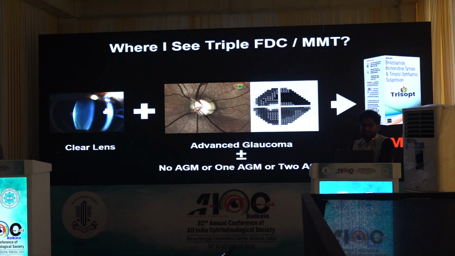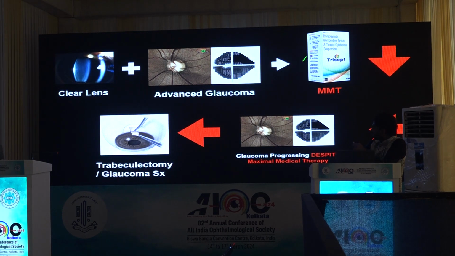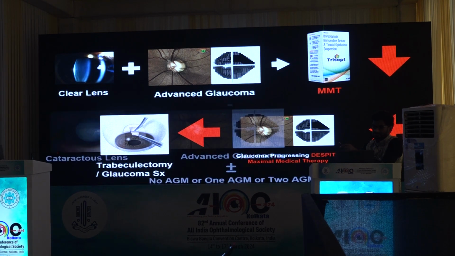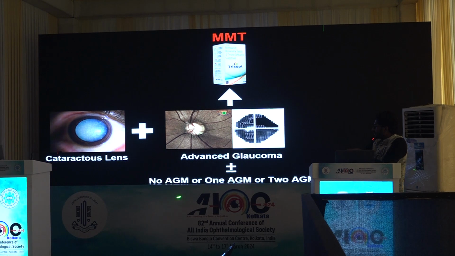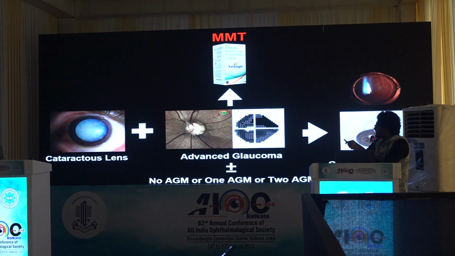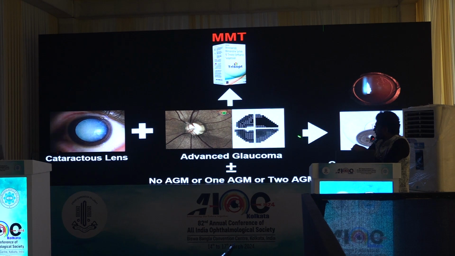So where do I see an MMT? I think, like MIGS, this is already there, but how I see it as a mathematical equation is this: if there is advanced glaucoma with no AGM or on 1 or 2 AGMs, I would definitely like to put them on an MMT and monitor them. If the patient is on MMT and is still going to progress, then maybe I will plan a trabeculectomy or a filtering surgery. If the patient has cataract with advanced glaucoma and is on no AGM or 1 or 2 AGMs, then I may go this route and then take the surgery, or I may go for a direct combined surgery, a cataract and a trab.